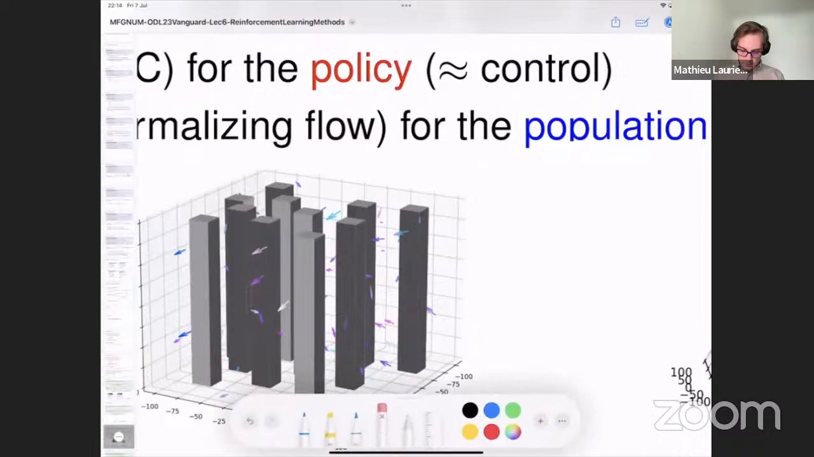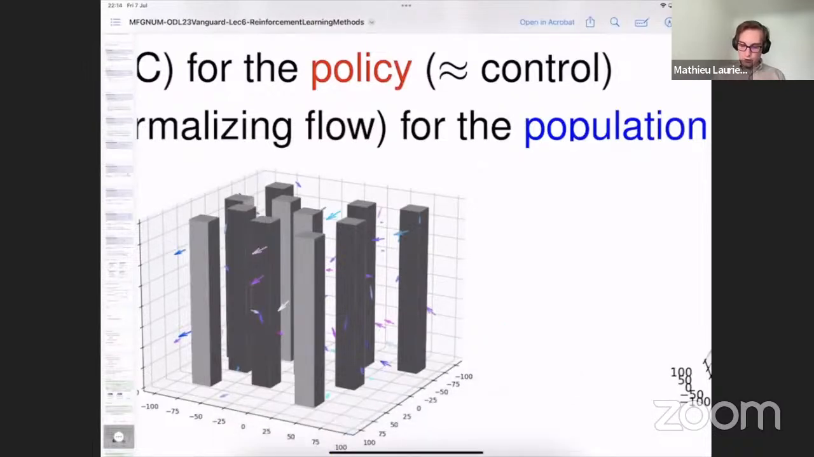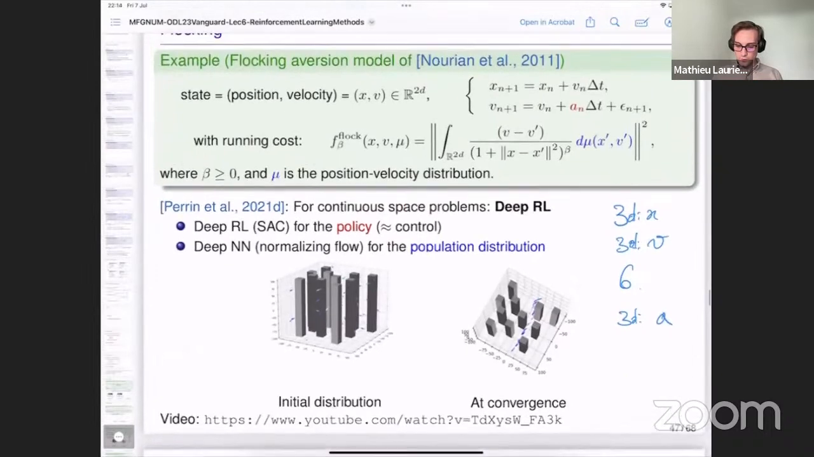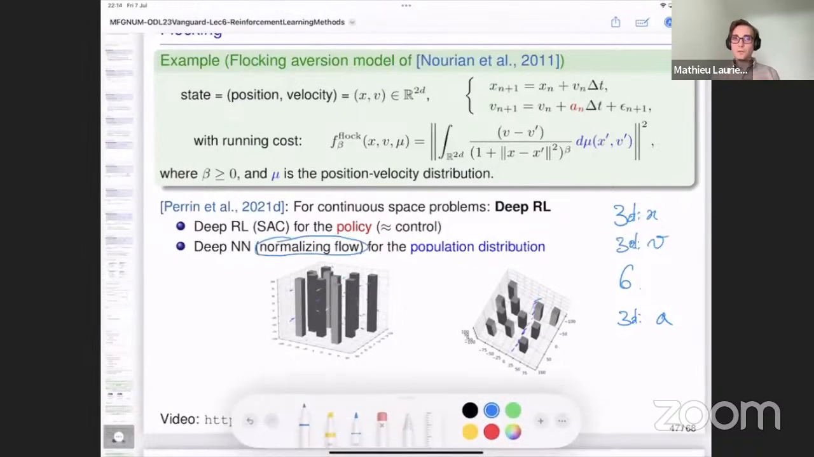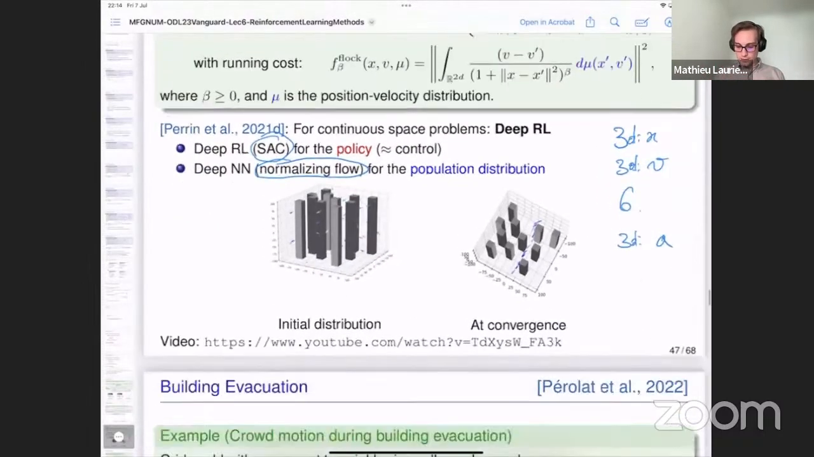So what we do is we use a neural network to learn the distribution, in fact. And here we use normalizing flows, which are a class of neural networks designed to approximate probability densities. Then it is in continuous space. We don't use tabular reinforcement learning. We use, again, a deep reinforcement learning algorithm. And this time we use soft actor critic to learn the policy. And at the end, you see the birds that align. I think I've already shown that actually in the first lecture, right? I've shown the video and the picture. So it was based on this method.